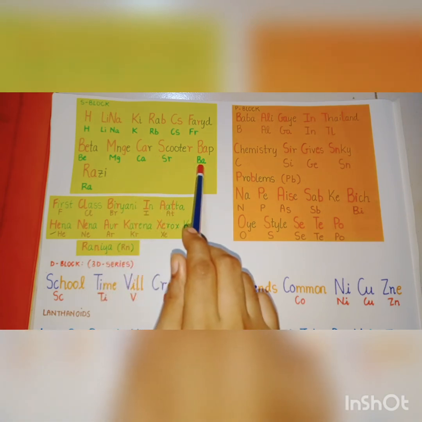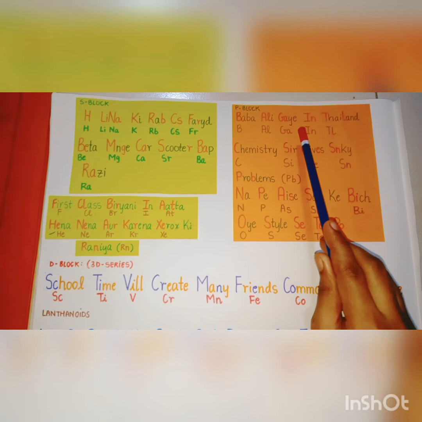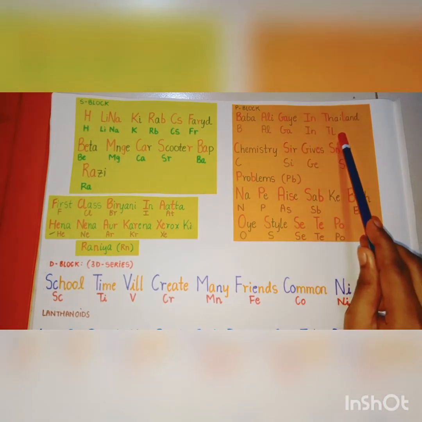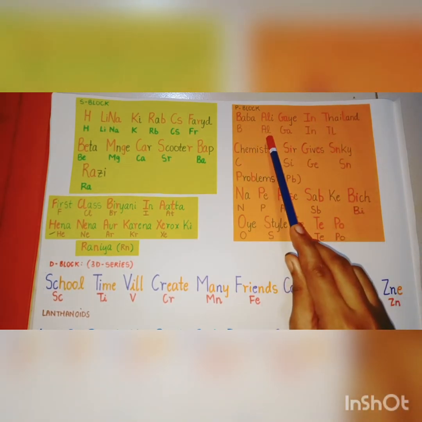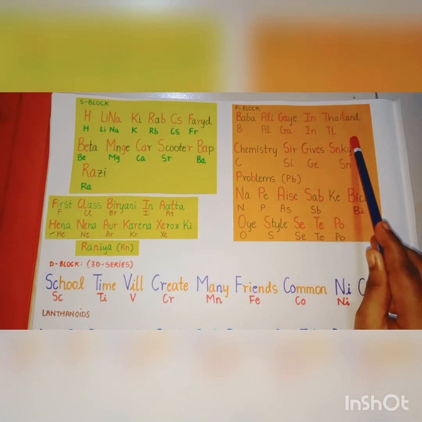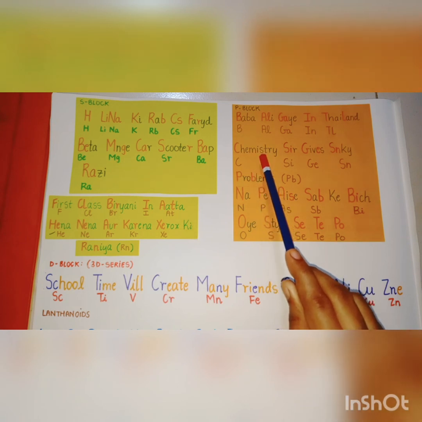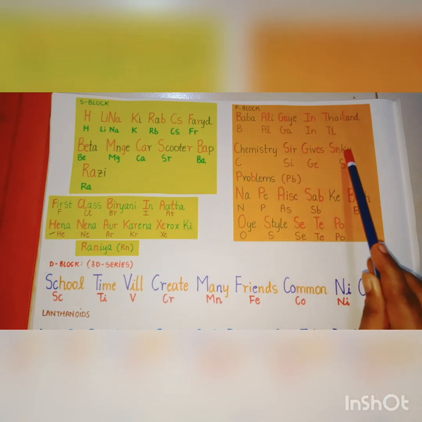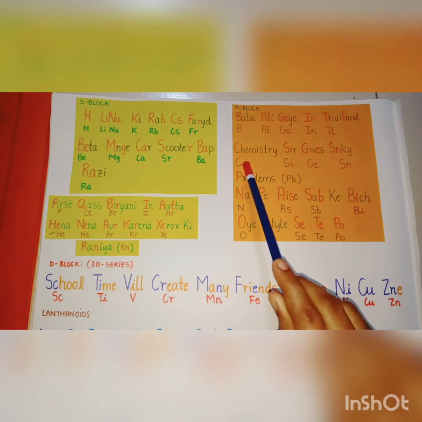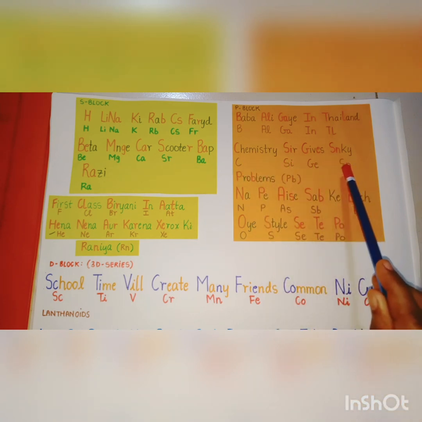strontium, barium, and radium. Moving to P block, beginning with the boron family, our trick was Baba Ali gaye in Thailand, which means boron, aluminium, gallium, indium, and thallium. Moving to the carbon family, it was chemistry sir gives sentence, which means carbon, silicon, germanium, tin, and lead.